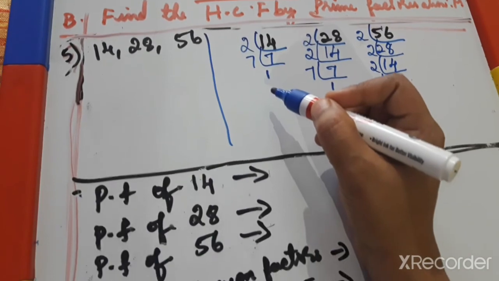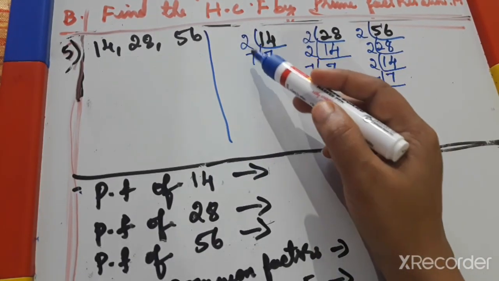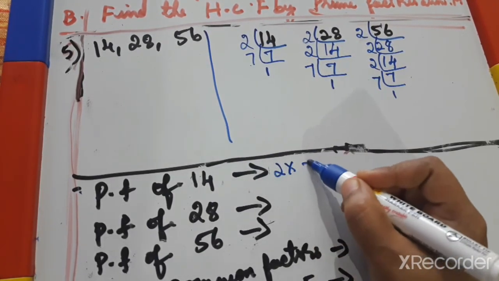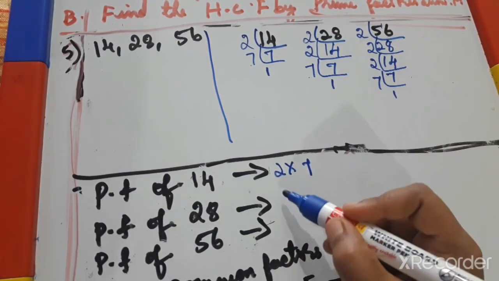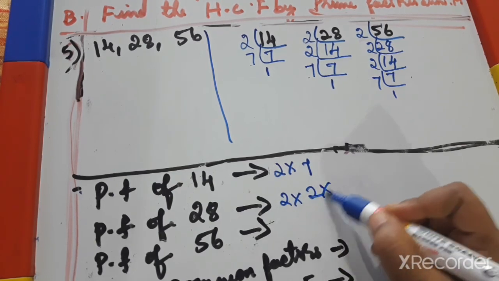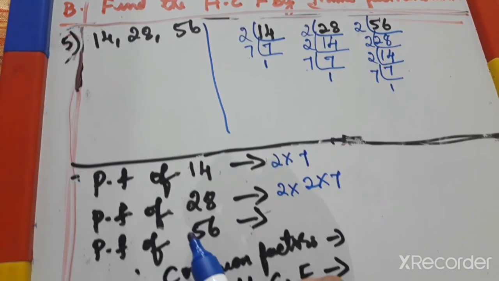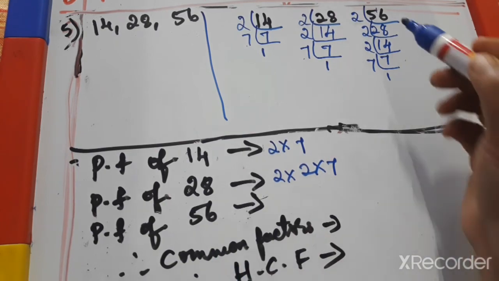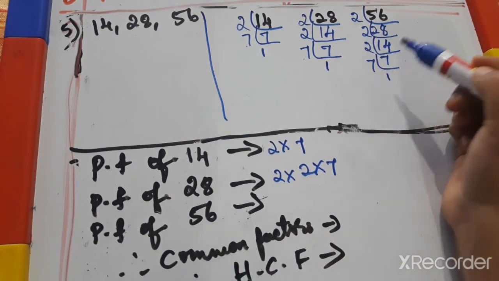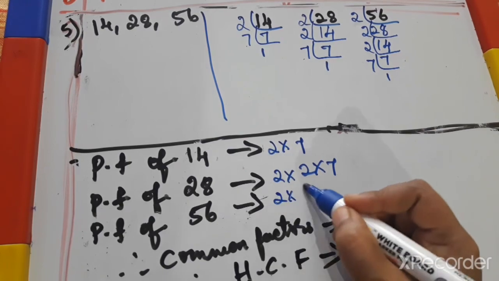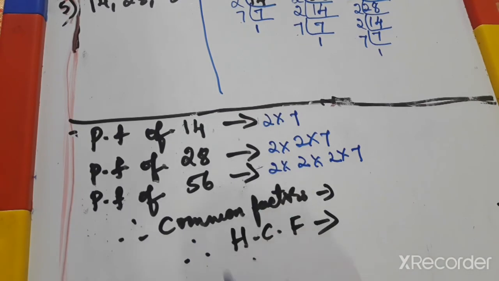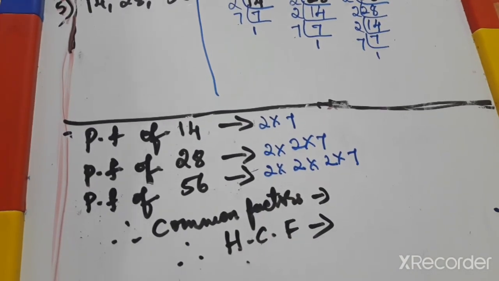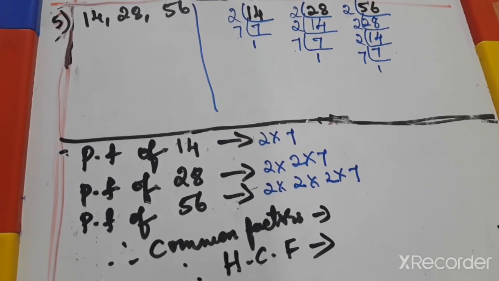Therefore the prime factors of 14 are 2 into 7. The prime factors of 28 are 2 into 2 into 7. Then the prime factors of 56 are 2 into 2 into 2 into 7. Now we have to check which is a common factor, and write which is common in these.